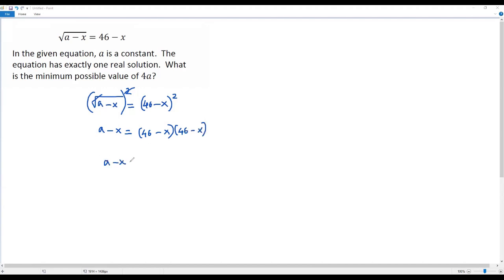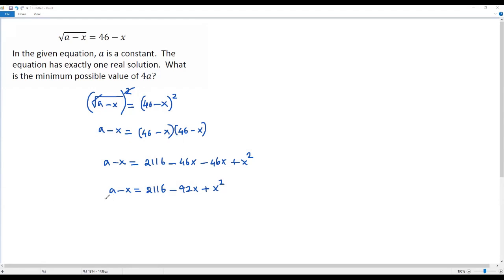Here a minus x equals, let's multiply these two binomials using the FOIL method. When I multiply 46 and 46, I get 2116. Let's multiply 46 and minus x, I get minus 46x. Let's multiply minus x and 46, and we get minus 46x. When we multiply minus x and minus x, we get a positive x squared. So a minus x equals 2116. When I combine these two terms, I get minus 92x plus x squared.